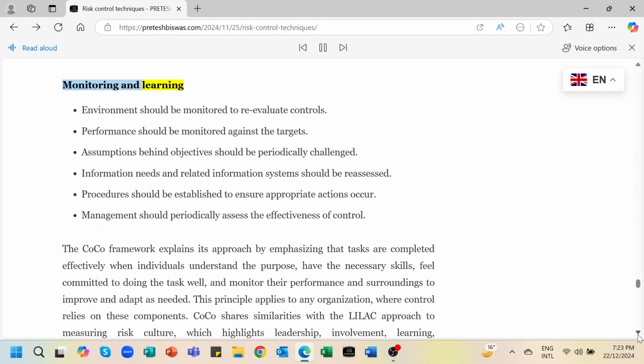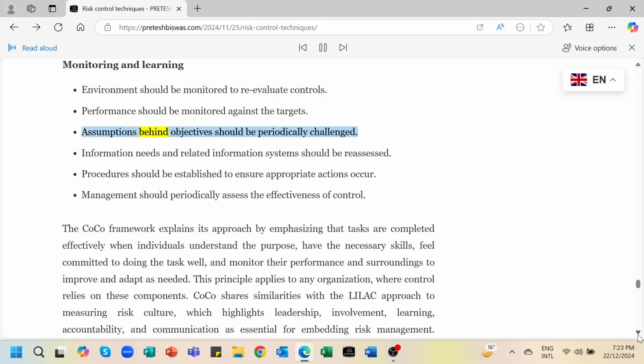Monitoring and learning. Environment should be monitored to reevaluate controls. Performance should be monitored against the targets. Assumptions behind objectives should be periodically challenged. Information needs and related information systems should be reassessed. Procedures should be established to ensure appropriate actions occur. Management should periodically assess the effectiveness of control.